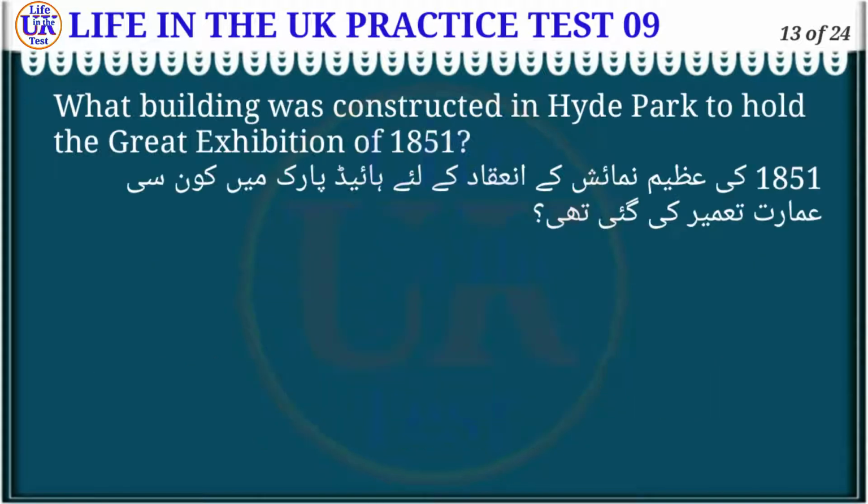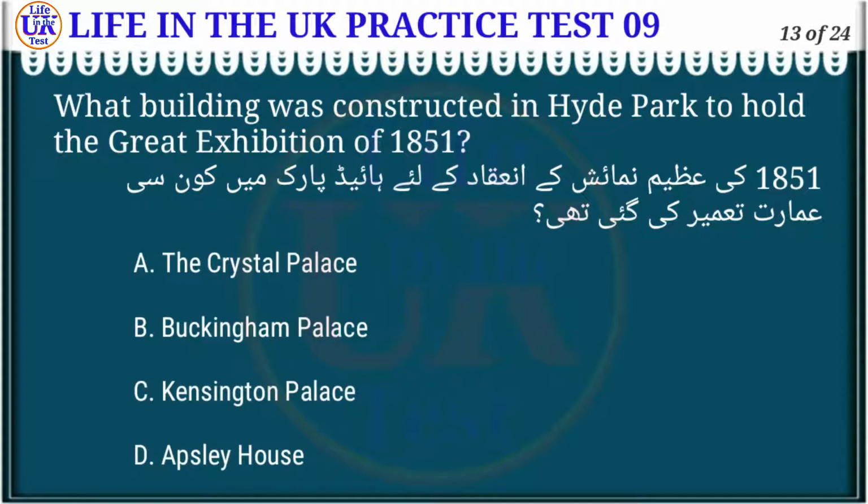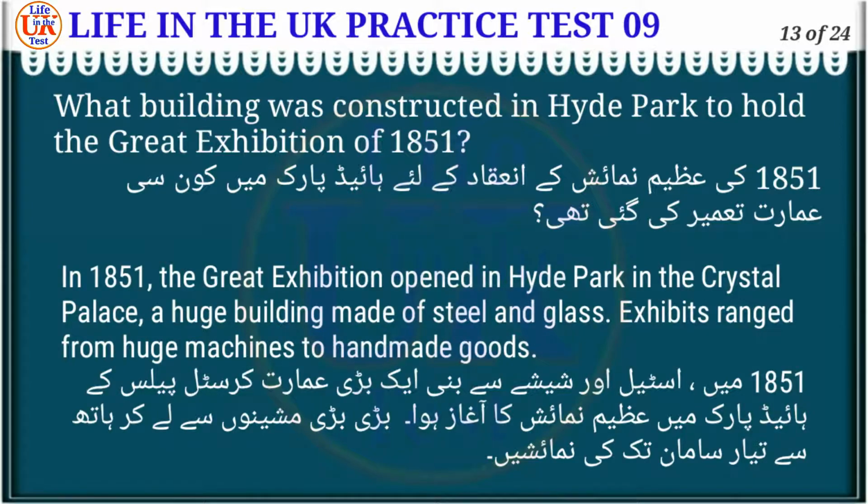Question 13 of 24. What building was constructed in Hyde Park to hold the Great Exhibition of 1851? A. The Crystal Palace. B. Buckingham Palace. C. Kensington Palace. D. Apsley House. The correct answer is A. The Crystal Palace. In 1851, the Great Exhibition opened in Hyde Park in the Crystal Palace, a huge building made of steel and glass. Exhibits ranged from huge machines to handmade goods.